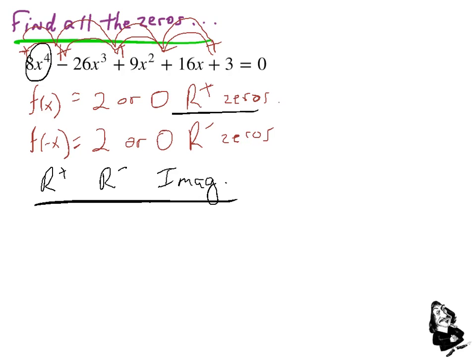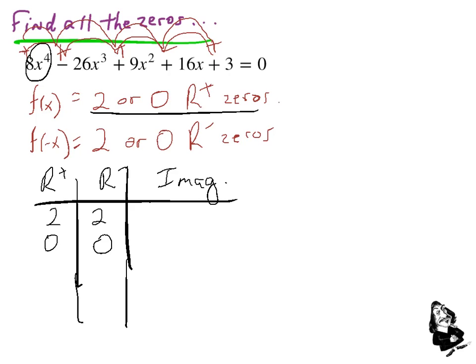So here, I'm either going to have 2 or 0 of these, right? But guess what? I'm also going to have 2 or 0 of these, which gives us more choices than just 2 choices. I'm either going to have 2 positive real and 2 negative real, or I could have 2 positive real and 0 negative real. Down here, if I have 0 positive, I could have 0 negative, but if I have 0 positive, I could also have 2 negative. 0, 2, which gives us more choices.